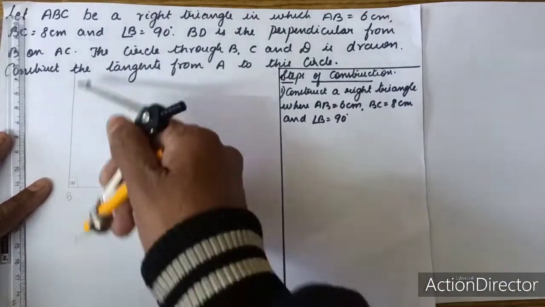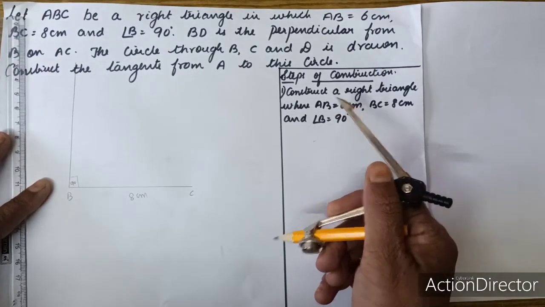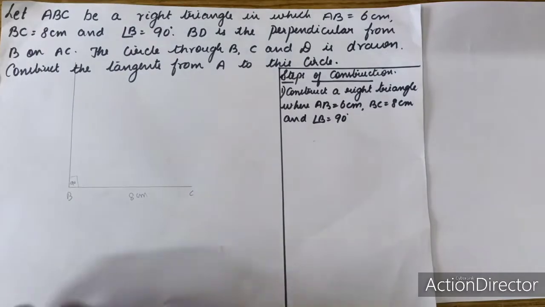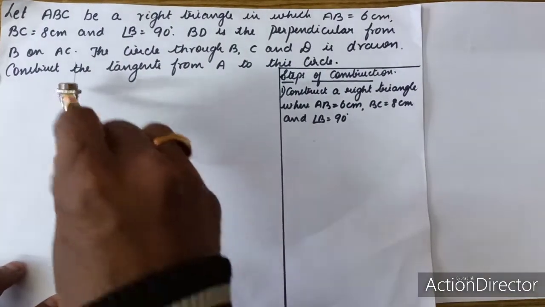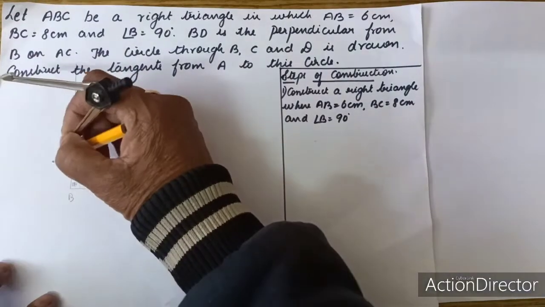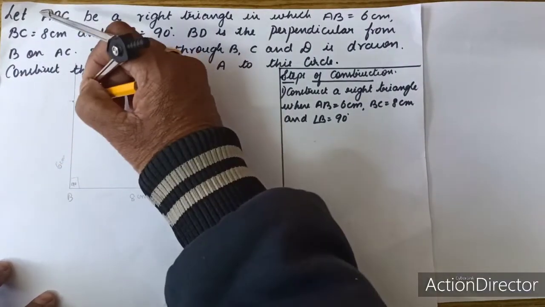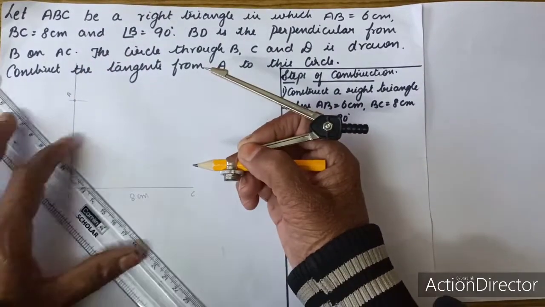Now on the 90 degree ray, draw a line segment of 6 cm. So keeping the needle portion at the point B, I am going to cut an arc of 6 cm. And that point is A. Now you join AC.